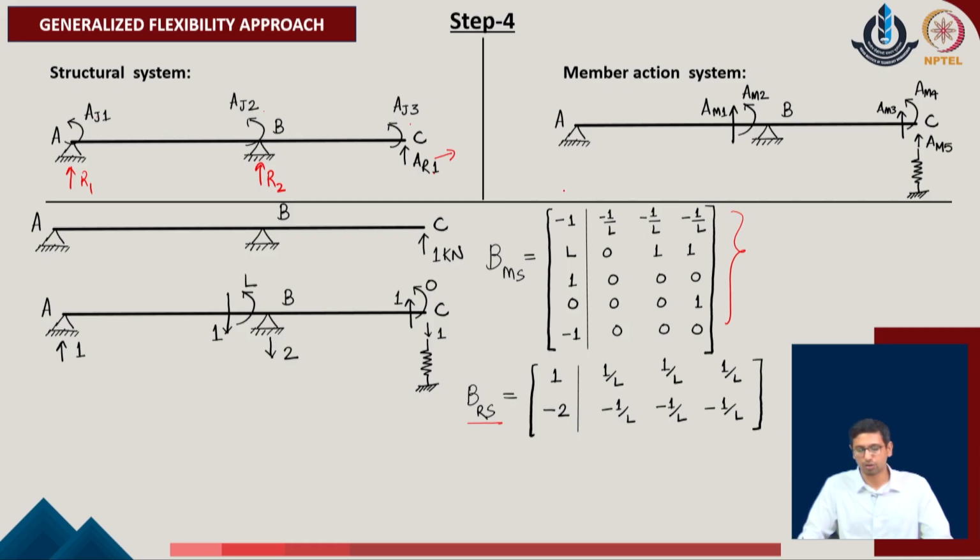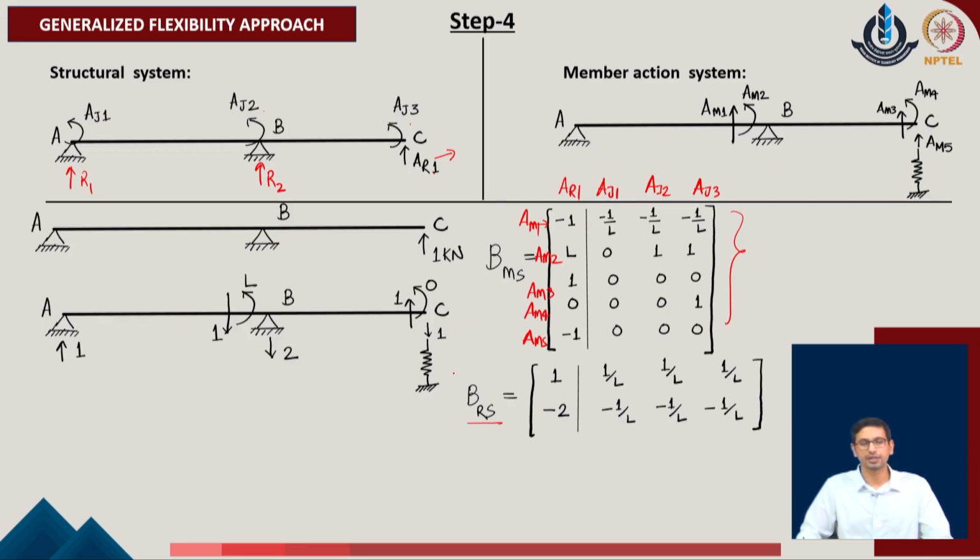So, typically any of the columns refers to the value with respect to say A of R1, then A of J1, A of J2, A of J3, and the individual row values refer to the values of A of M1, A of M2, A of M3, A of M4 and A of M5 in the given system. So, with respect to each of these values, once we release the given system, we evaluate the member forces by simple free body diagrams.